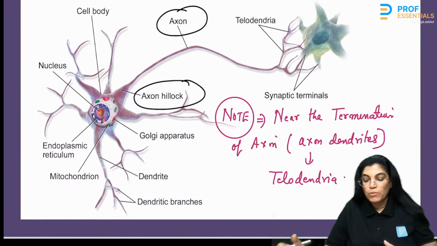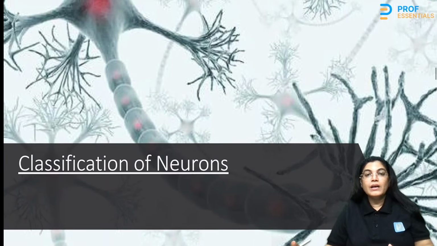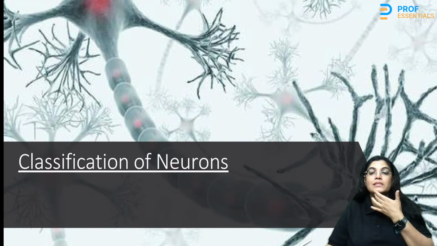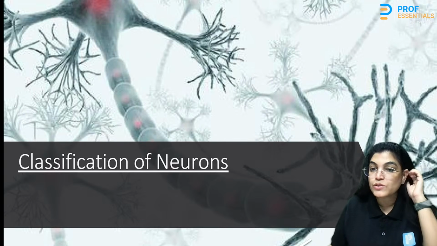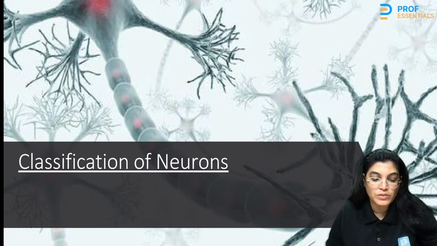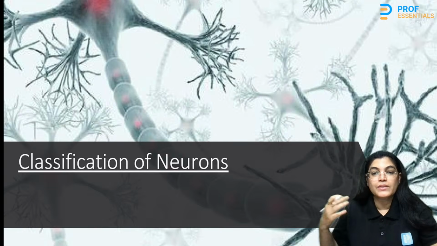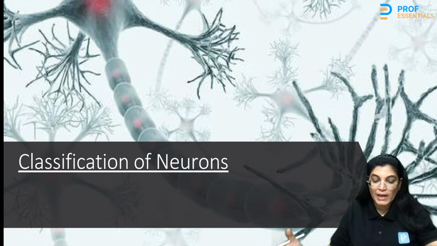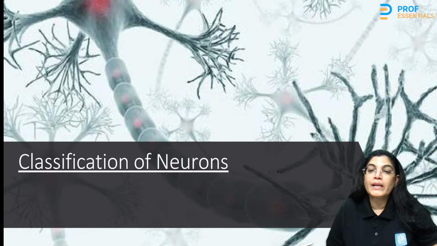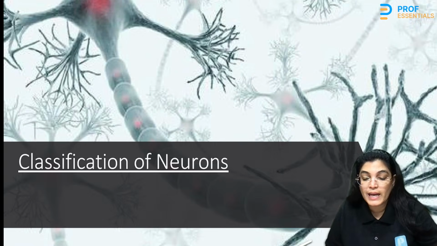Now we have done the general features. So now we have talked much about the general features of neurons. We have talked about the cell body. We have also talked about the axon hillock. We have talked about dendrites. Next is the classification of neurons. The classification of neurons can be done according to different types of classification. According to the polarity, neurons can be unipolar, bipolar, pseudounipolar, or multipolar.